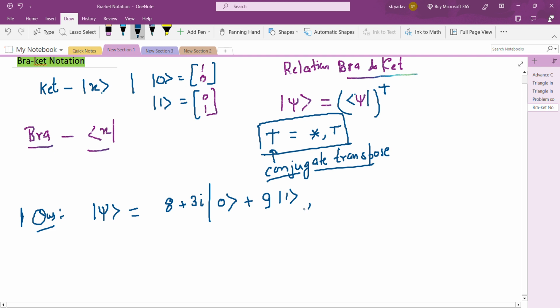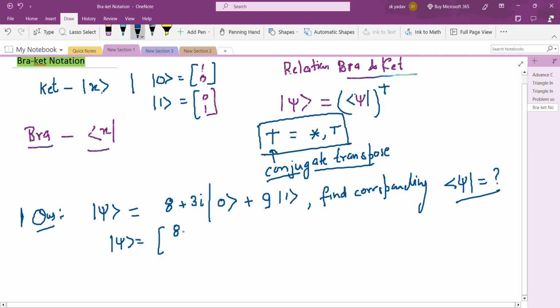What we need to do is find the corresponding bra vector against this cat vector. So we need to compute this. How will we compute? As per the formula that you have seen, first of all we compute the conjugate. The conjugate of this one: when we compute the conjugate, it will be 8, the sign will be changed on 3i, and this is 9. So this is the conjugate of this one.